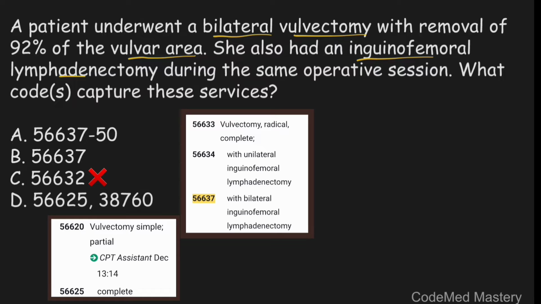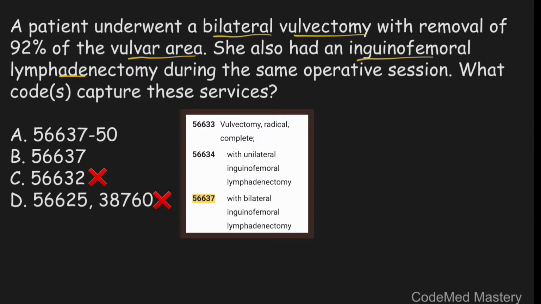We'll eliminate option D, 56625, because that is for vulvectomy simple complete. But this is not a simple procedure. So we'll eliminate option D because if one code is wrong, the entire option will be wrong. Now we are left with option A and option B.